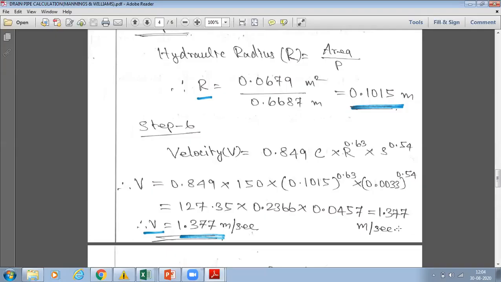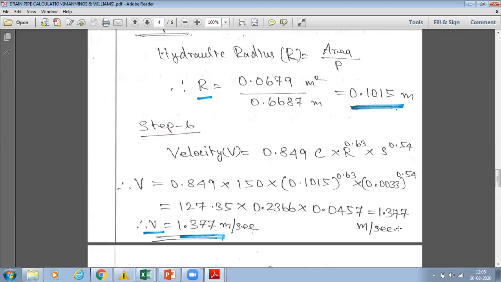1.377 meter per second is acceptable because the minimum self-cleaning velocity is 0.75 meter per second. You have to keep that in mind. If you use this formula and get less than 0.75 meter per second, you have to increase the velocity. To increase the velocity, you have to change the slope. Then you will get more velocity.